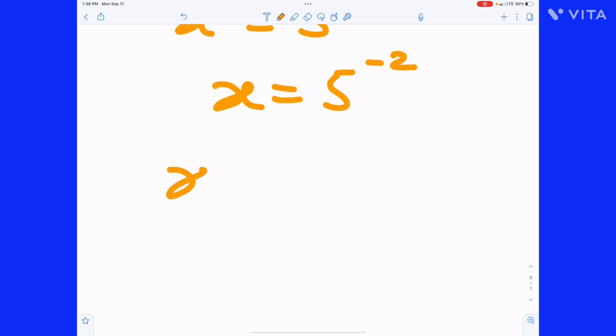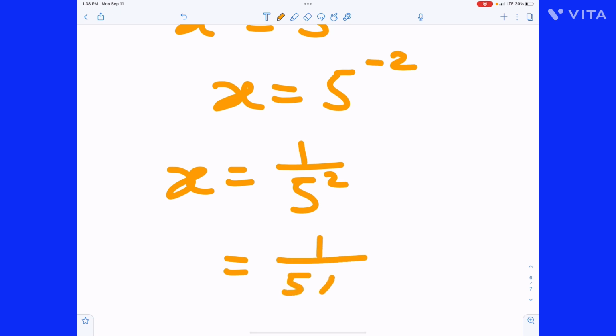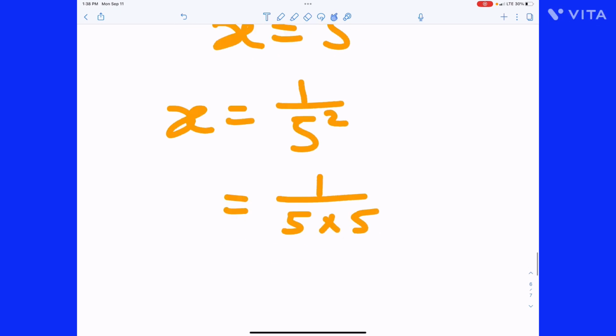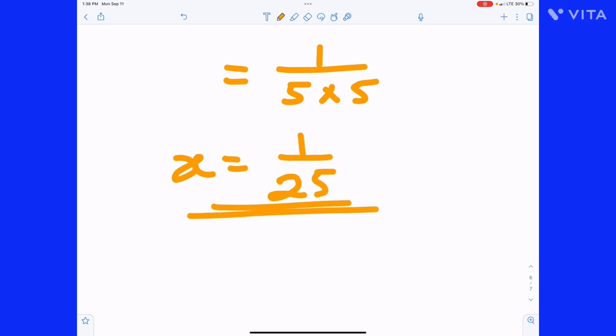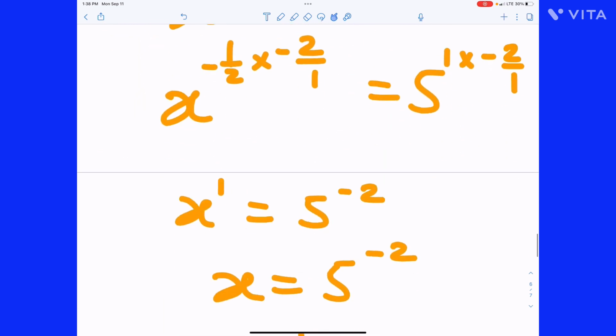Now 5 raised to power minus 2 is the same thing as 1 over 5 raised to power 2. So that's 1 over 5 times 5. x is equal to 1 over 25. So that solves the problem for now. Number 7.